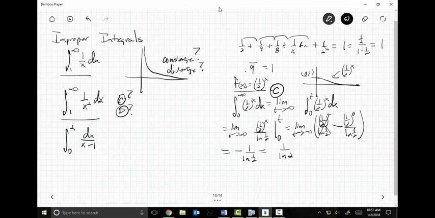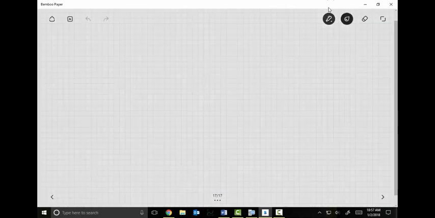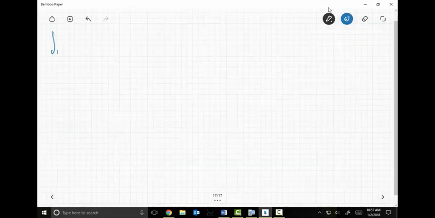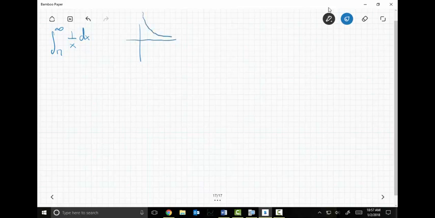Let's do each one of these. I don't like this color. I'm going to go with blue now. I'm going to take the integral from 1. I could go from 17. Let's go from 17 to infinity of 1 over x dx, right? So we know what that looks like. It goes shoop, and then over here at 17, what I'm doing is I'm taking the integral from 17 all the way out to infinity.